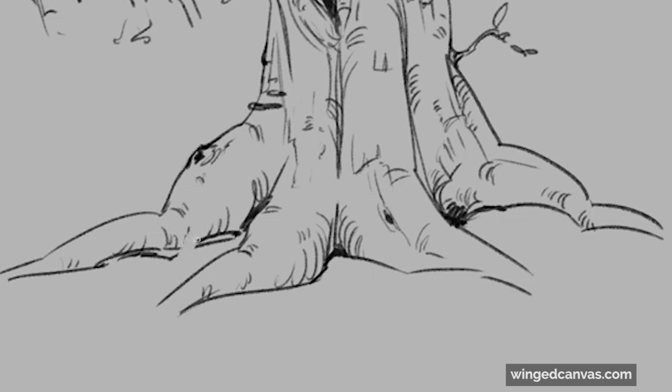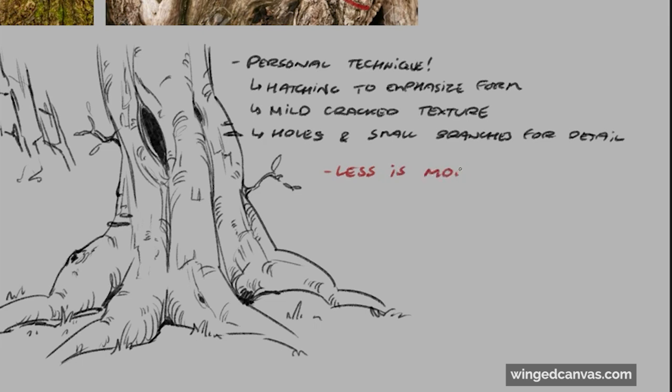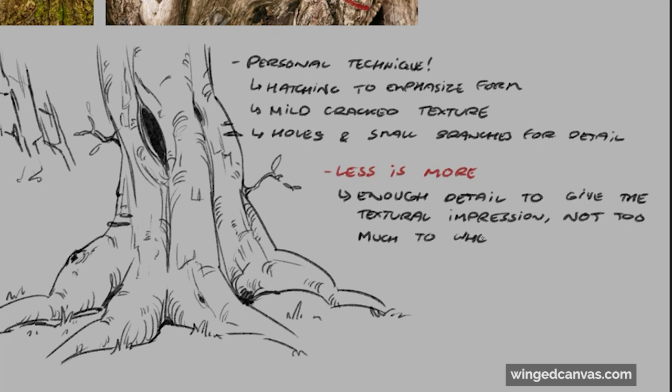If it's in a grassy area as well, you can put in some grass, at the edges of the branches and the edges of the roots, which gives it a nice sort of feel as if it's solidified in the ground. Grass is sort of growing around it. Less is more: enough detail to give the textural impression, not too much that it feels busy.